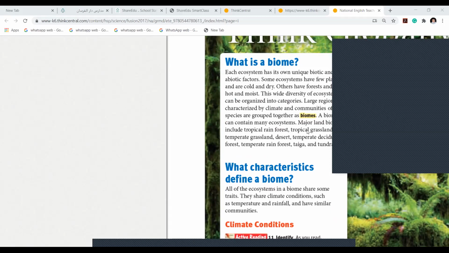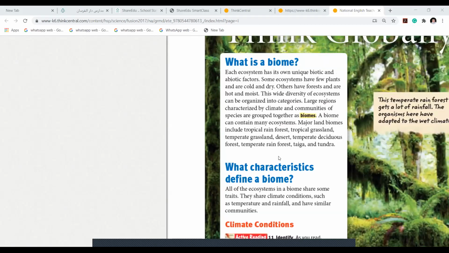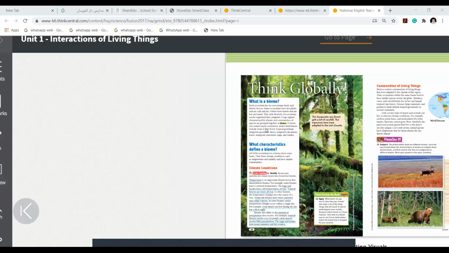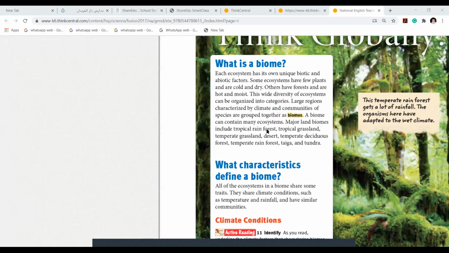So here, major land biomes include tropical rainforest. I told you to remember the word tropical. Tropical rainforest, tropical grassland. When I say tropical, that means all year these places are hot and warm. Then temperate grassland, temperate deciduous forest. Temperate means it will have both cold days and warm days. When I say taiga and tundra, they are cold all year.